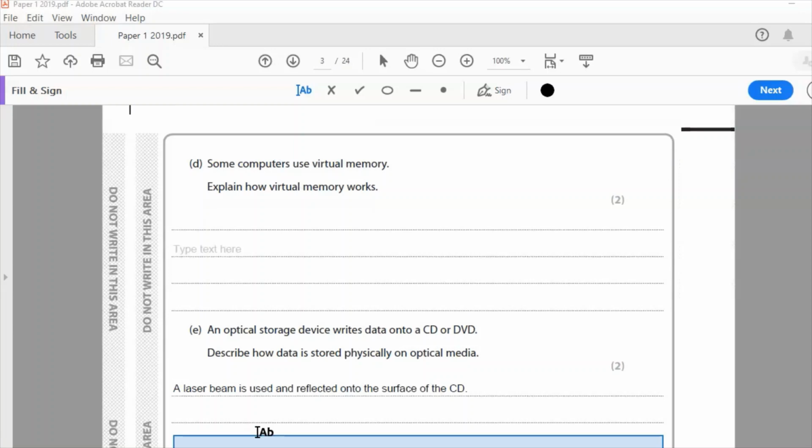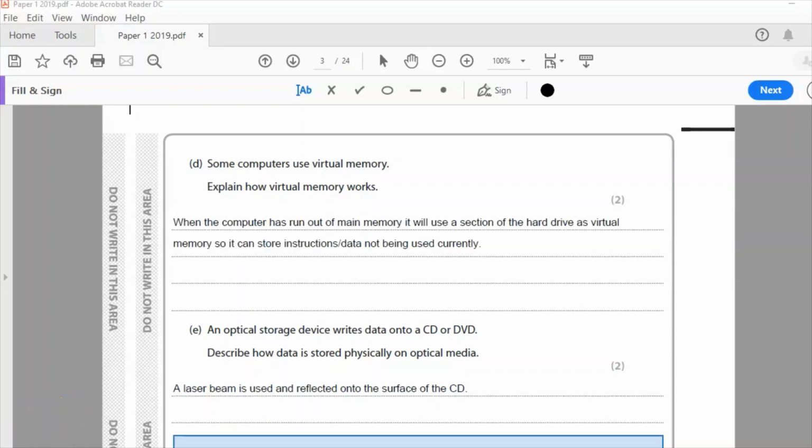D. Some computers use virtual memory. Explain how virtual memory works. Virtual memory is basically when your computer runs out of RAM. You might have too many windows open, too many things going on at once, and you've not got enough RAM to cope with it all. So what the computer will do is use a section of your hard drive as RAM, so it becomes like virtual RAM. Out of main memory, it will use a section of the hard drive as virtual memory so that it can store instructions or data not being used currently.